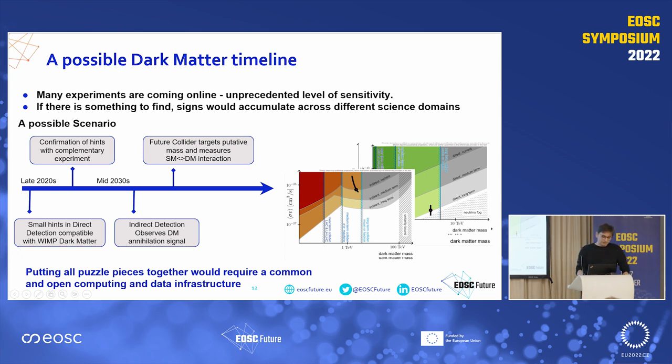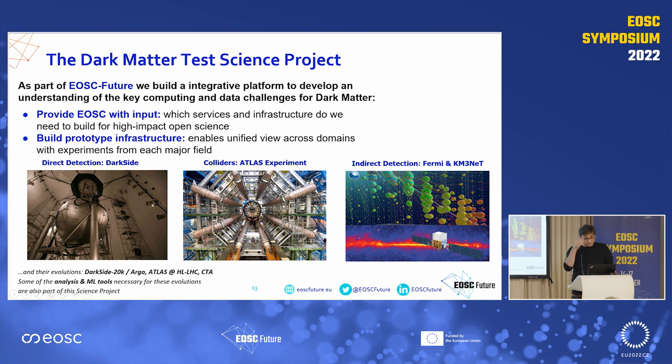Okay, so putting all of these different puzzle pieces together, such a possible scenario requires a common and open computing and data infrastructure so that we can share the data as it's coming online and see how all of these different pieces fit together. As part of EOSC Future, what we're trying to do now is build a platform that integrates all of these different angles on how we can look at dark matter. We want to do our science, but also, as part of the entire EOSC process, we want to provide input, for our scale of experiments and science domains, on what services and infrastructure are actually needed, and that will help us extract as much science as we can from these very complicated, very expensive experiments.